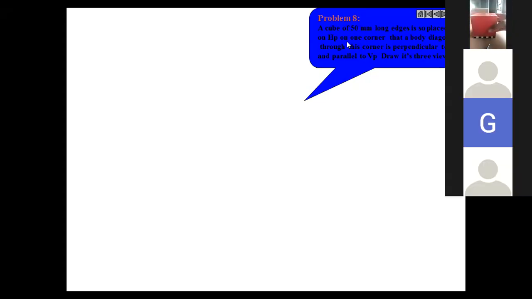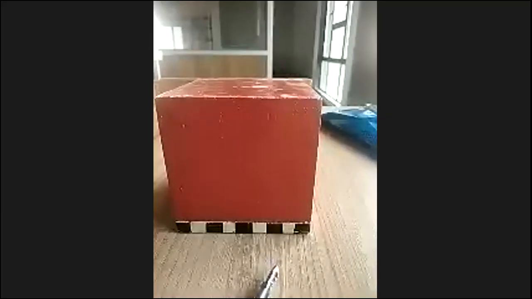Have you tried? Yes. Can you see this cube? Yes. Can you see this cube now?